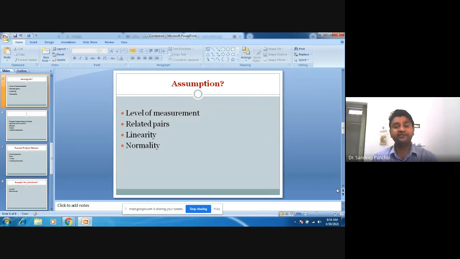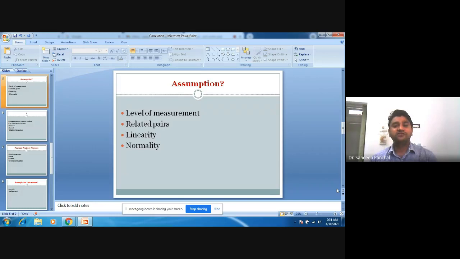And normality. Data distributions should be very normal. We are talking about the normality. Data should be in terms of normal or normality. So these four assumptions are very common while we are discussing the correlation method.